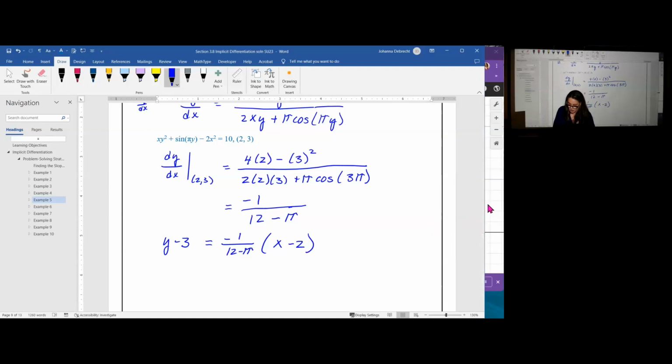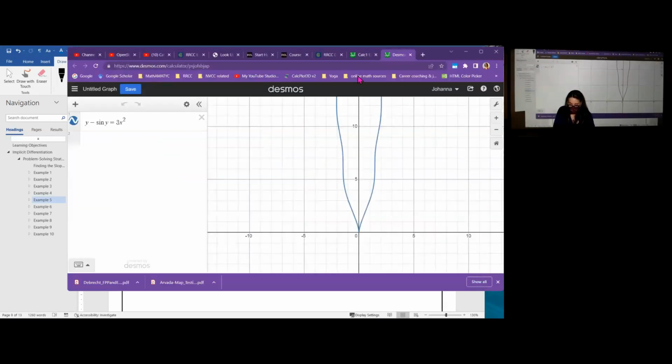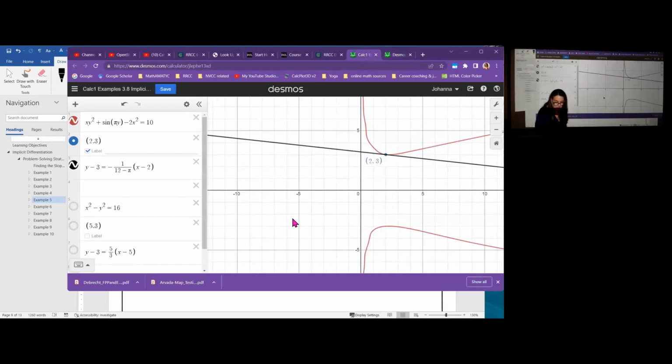Let's now take a look at the graph and see what it looks like. Oops, wrong one. There we go. It's kind of an interesting graph. Because of the sine, there's a little bit of an oscillation coming up here that you may be able to see if you zoom in close enough. And now we can see the point (2, 3), and we have the tangent line graphed, and indeed it is tangent at that point. All right. Let's now move on to example number 6.